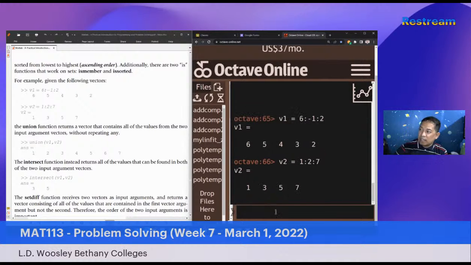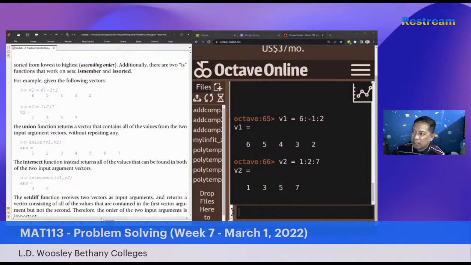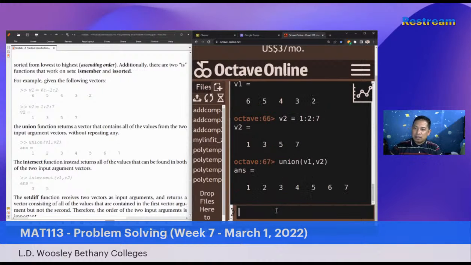And then there's this command. There's this command of union. Returns the vector that contains all of the values from the two input argument vectors without repeating any. So there's no repetition. So we'll just combine the two. So we'll just command union B1 and B2. Here you go. These are the sets contained in the union of B1 and B2.